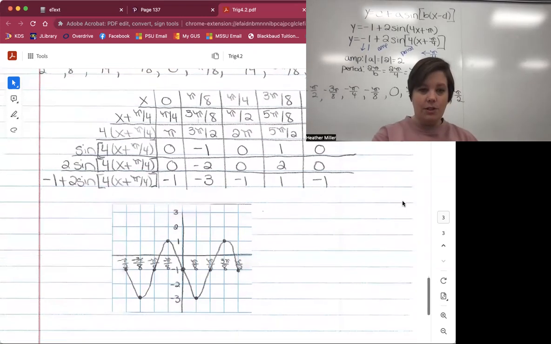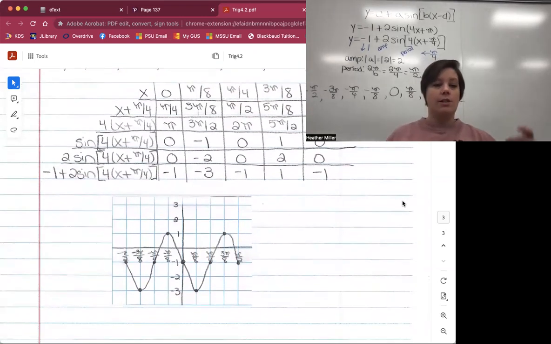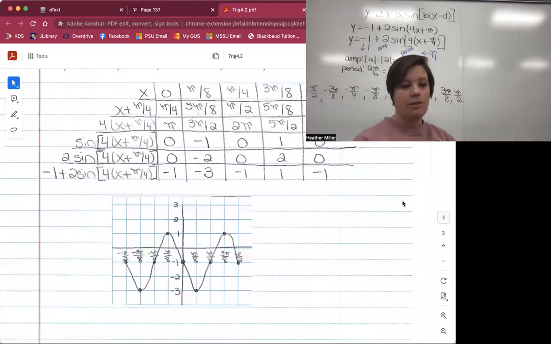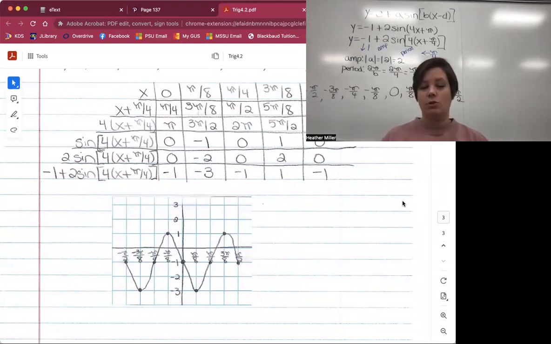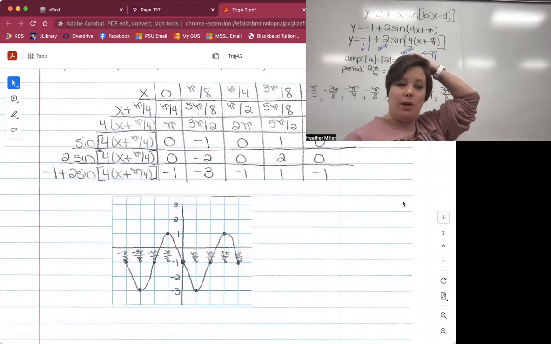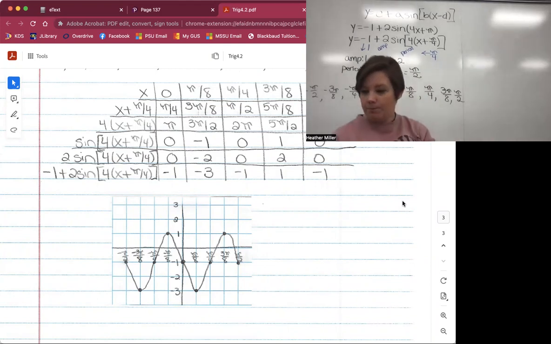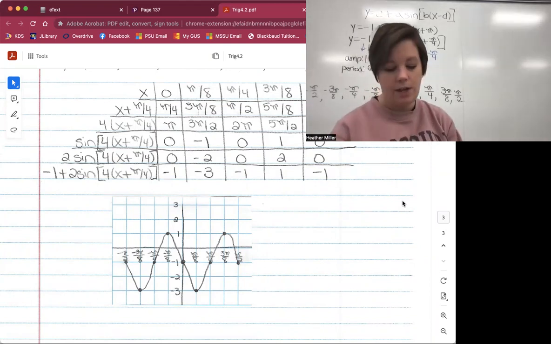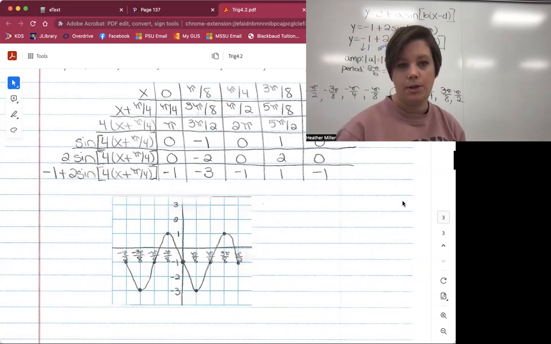Last but not least, we finally do our vertical shift. So we take -1 plus the row above. So 0 plus -1 is -1. -2 plus -1 is -3. 0 plus -1 is -1. 2 plus -1 is +1. And 0 plus -1 is -1. So all of that information to put on our graph.